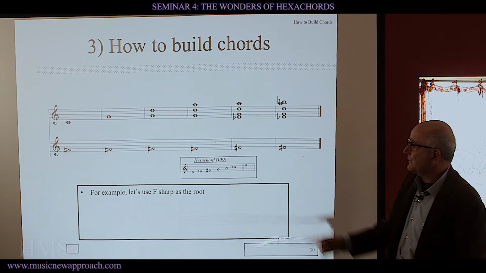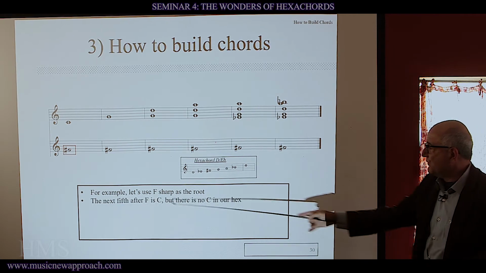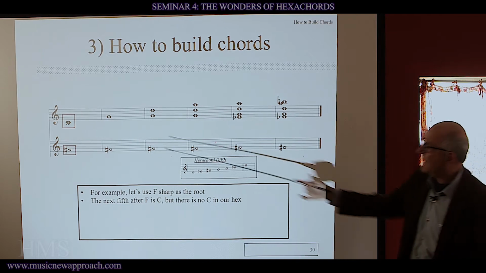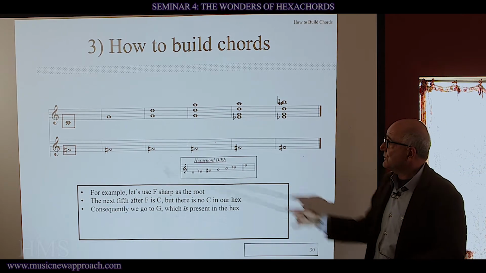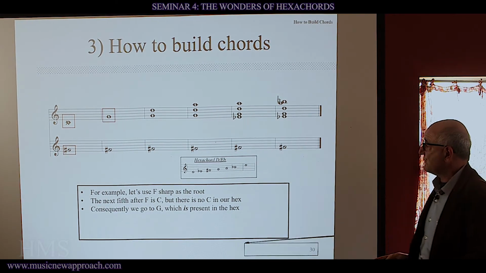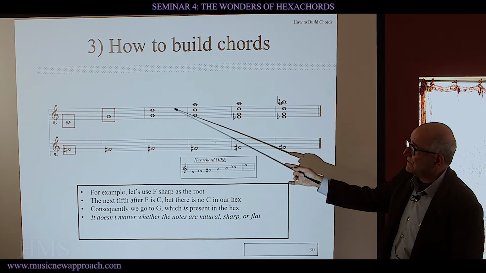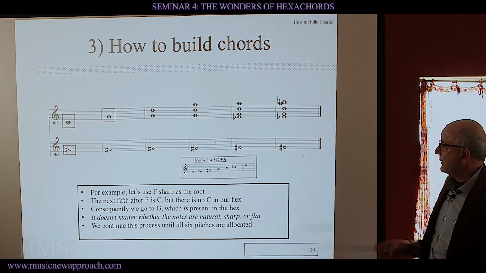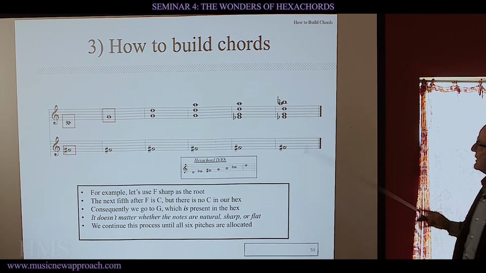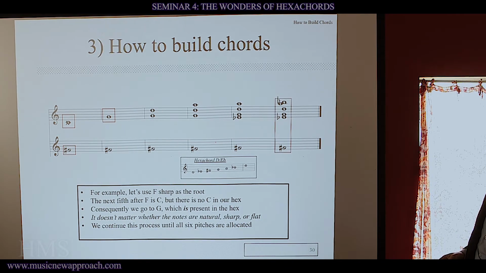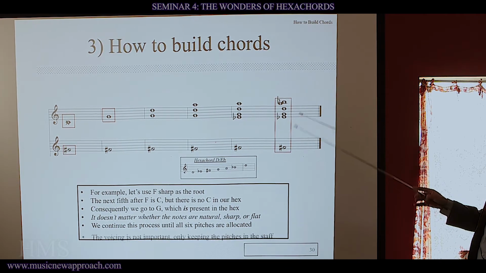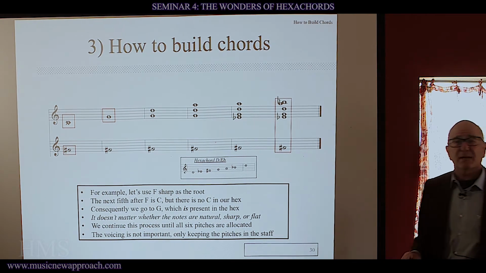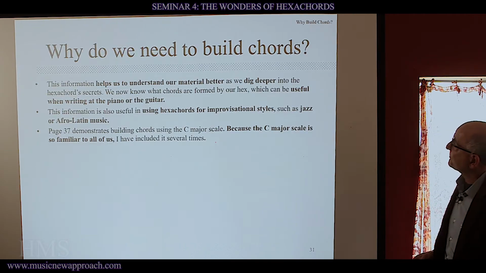Let's use F sharp as the root. The next fifth after F is C, but there's no C in our hex. So we can't put a C in. So you go to the next fifth, which is G. So you add G. And then after G, you go to D. Doesn't matter if it's flat, sharp, or natural. We continue this process until all 6 pitches are allocated, like this example. As I say, the voicing is not important. You just want to keep the pitches in the stave for right now so you can sort of figure out what you got.